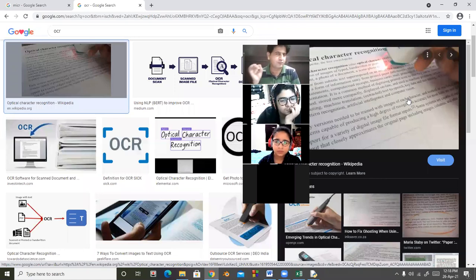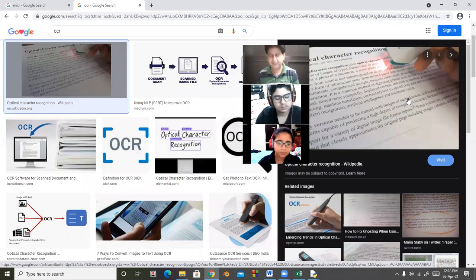The pen uses special ink, that is called magnetic ink. And the second one is that the format is unique. If you change the format, then the OCR will not recognize it.